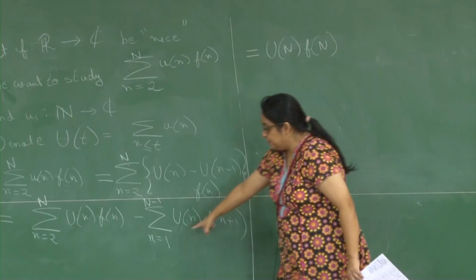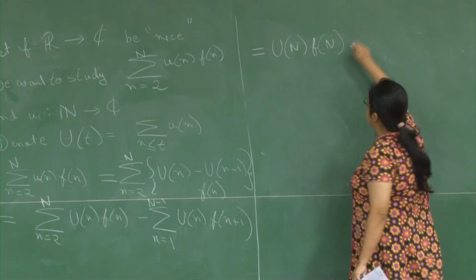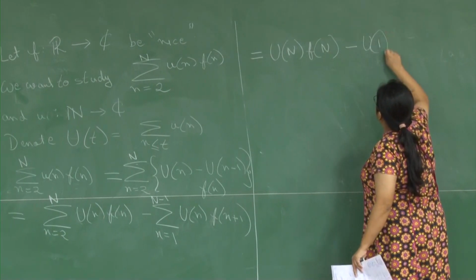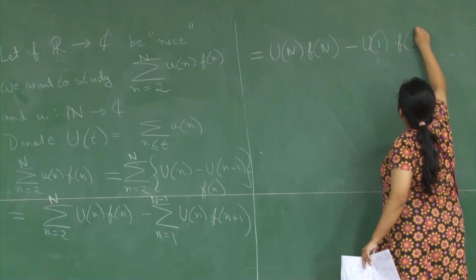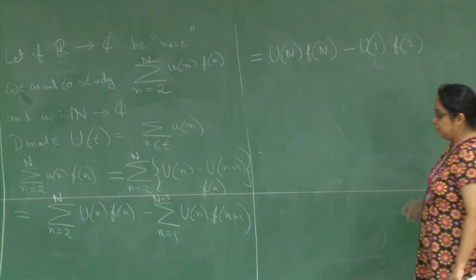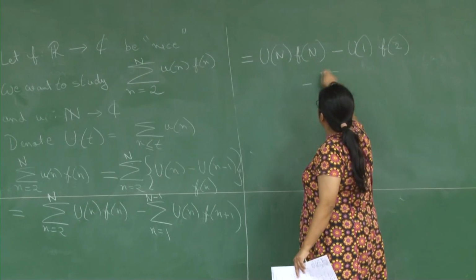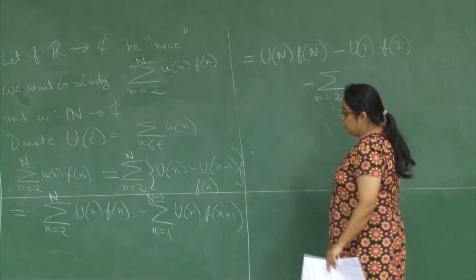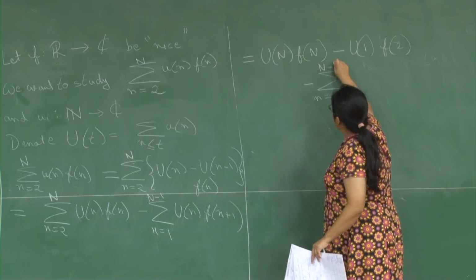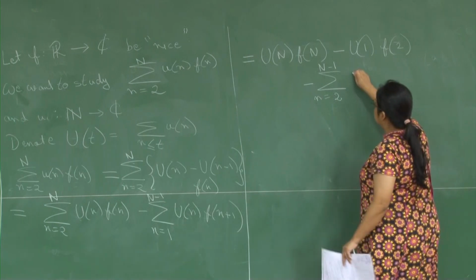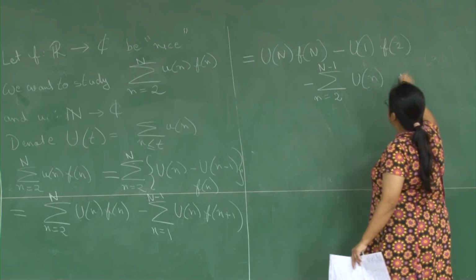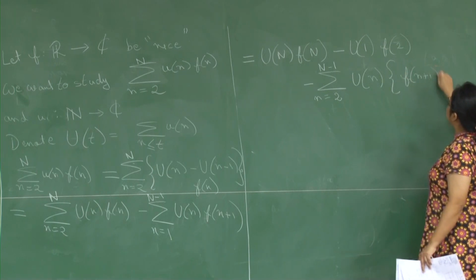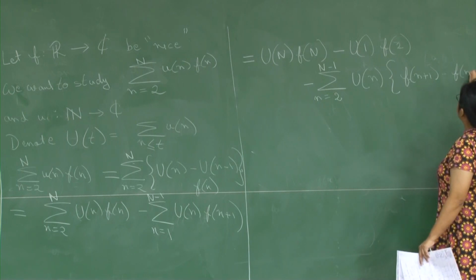From the second one we remove little n equal to 1. So, what are we left with? U of 1 times f of 2. And then we have the summation n going from 2 to N minus 1 of u of n times f of n plus 1 minus f of n.